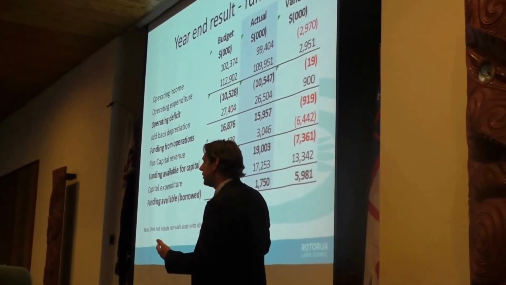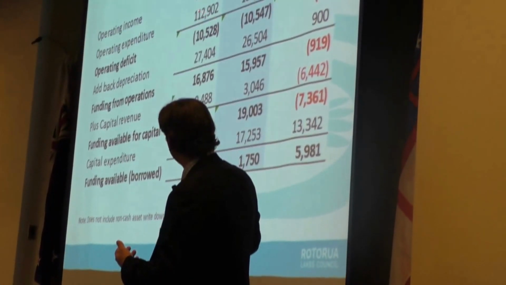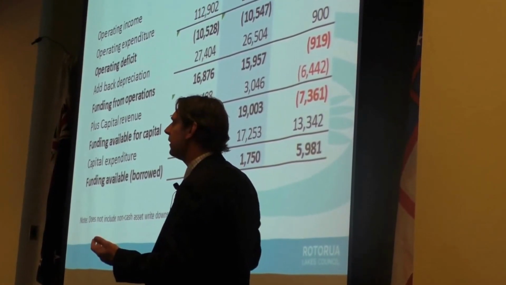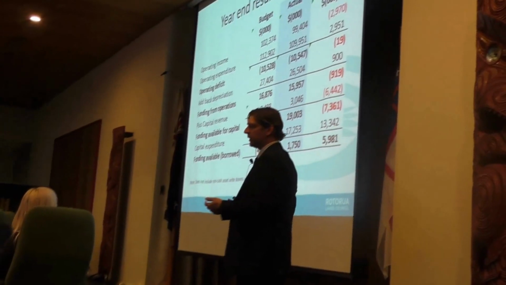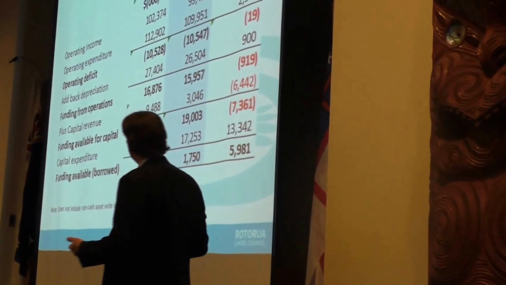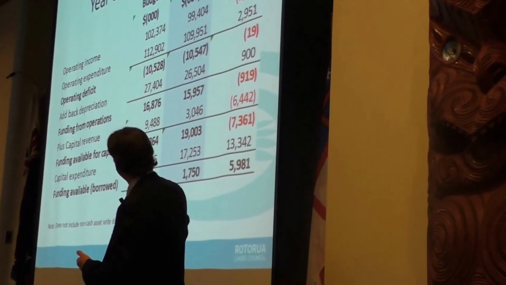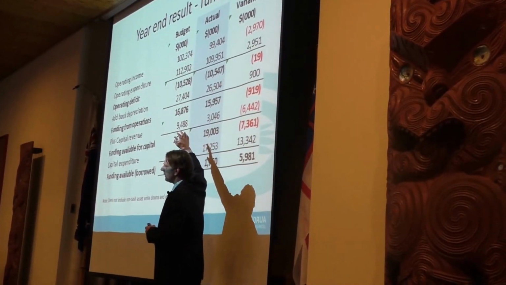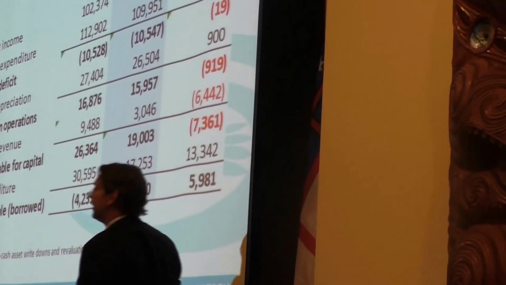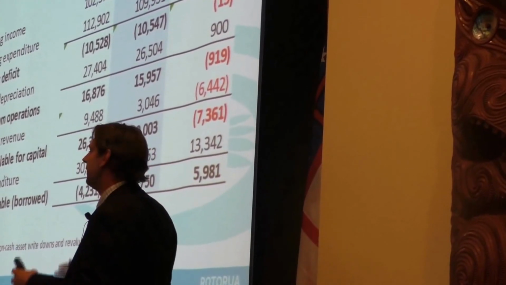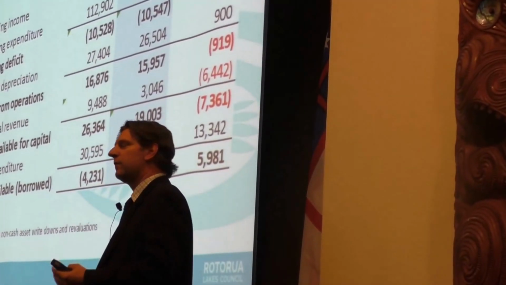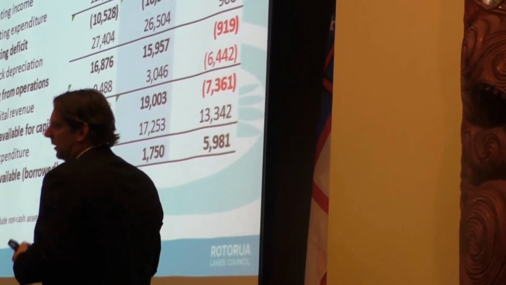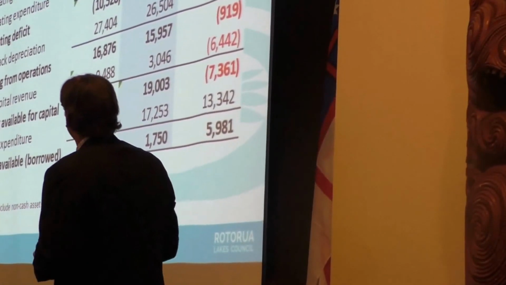We move back down to depreciation. Within this $112 million, there's $27.5 million worth of depreciation, and depreciation is a non-cash expense, as we all know. So when you back that out of this deficit, what it shows is that we were budgeting to generate $16.8 million worth of cash from our operations. And this cash is used to do a number of things: pay for capital expenditure and generally retire debt.